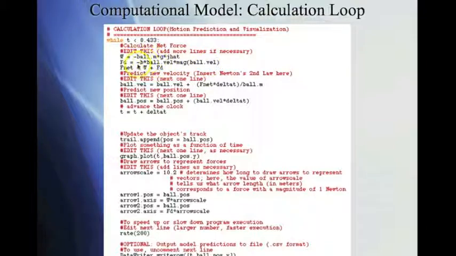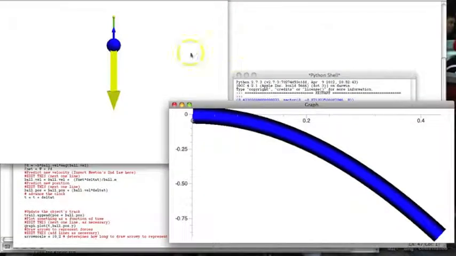Fnet represents the sum of all the forces acting on the object, so it is the gravitational force plus the drag force. When we run the code, we get these arrows showing the weight force and the drag force. So the weight force is pointing down, the drag force is pointing up, and also the graph of our computational model, including both weight and drag force.